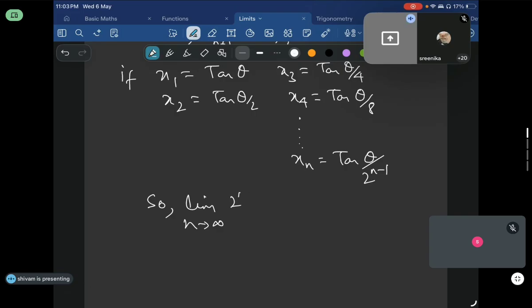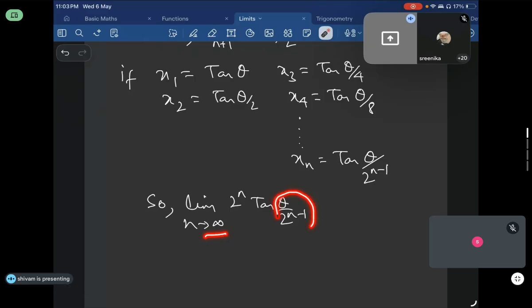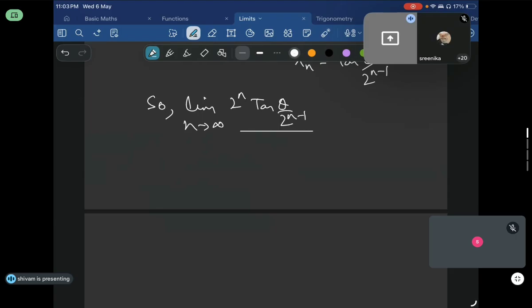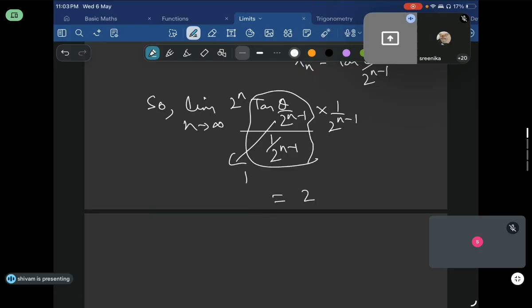2 to the power n into tan theta by 2 to the power n minus 1. As n tends to infinity, this particular argument will tend to 0. So let us convert it into standard form. Let us divide it by 1 by 2 to the power n minus 1, but when you divide by 1 by 2 to the power n minus 1, you have to multiply by 1 by 2 to the power n minus 1. Right, everyone? So this whole limit will become 1, and you are going to get 2 only. 2 to the power n into 1 by 2 to the power n minus 1, that is 2.